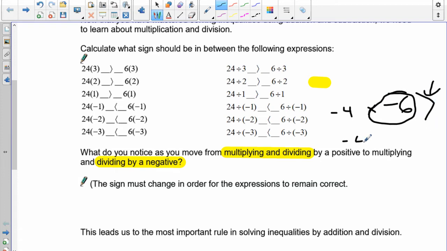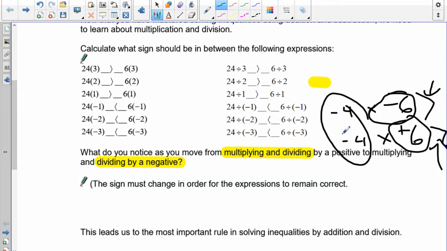But negative 4 times positive 6, we're not multiplying by a negative. We're multiplying by a positive. So this sign now does not change. This is critical for you to understand. Just because there's a negative here that you start with, it doesn't have anything to do with the sign. The only time that this sign changes is when you're multiplying by negative 6, or if you were dividing by a negative.